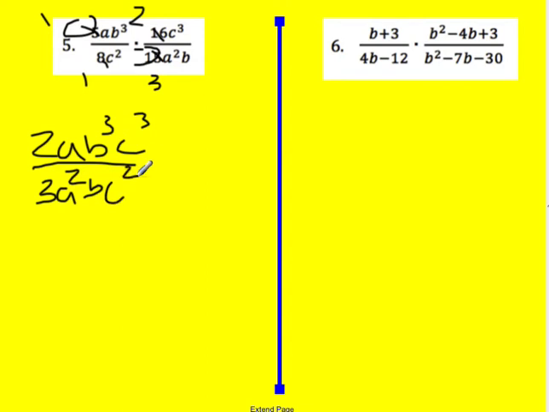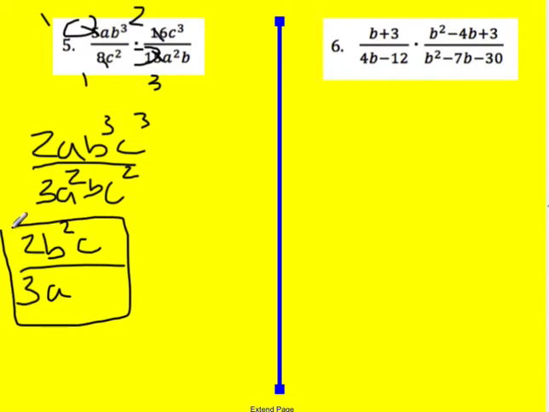Okay, so now we can go ahead and simplify this out. Well, it's going to stay as 2/3. I've already reduced that fraction. And then I have a to the 1st divided by a squared. So a to the 1st is going to go on the bottom. And then I have b cubed divided by b to the 1st. So b squared is going to stay up top. And then I have c cubed divided by c to the 1st, or 2nd, sorry. So c to the 1st is going to stay on top.